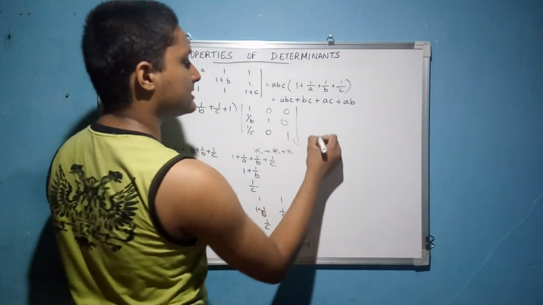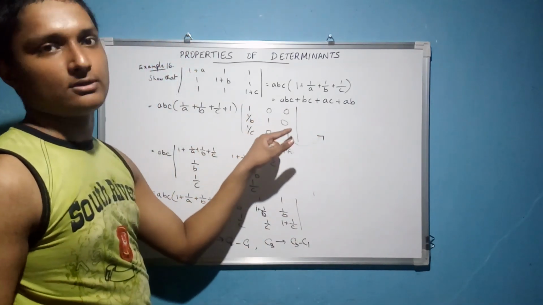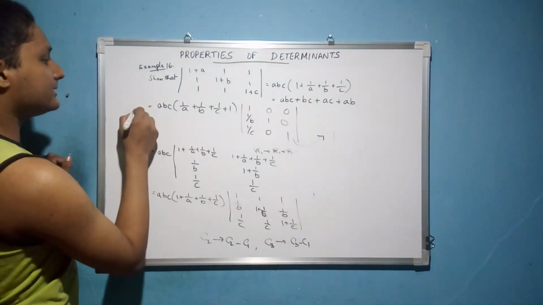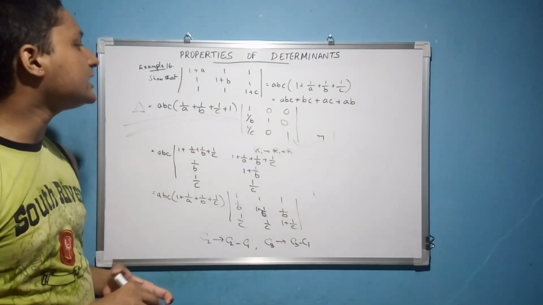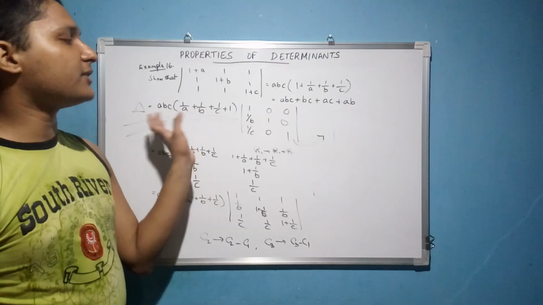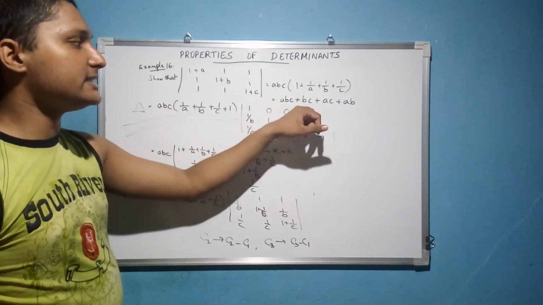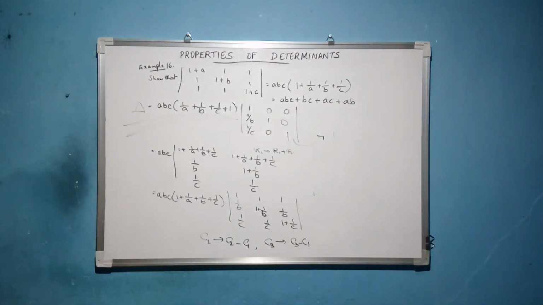Now we are going to expand the first row. If I expand this with the first row, what you are going to get is 1 into 1 minus 0, that is going to be 1. So therefore the value of delta is going to be this much only, that is abc into 1 by a plus 1 by b plus 1 by c. Further if you multiply with this bracket inside, you are going to get abc plus bc plus ac plus ab. That's what you are going to get. That's all about example 16.